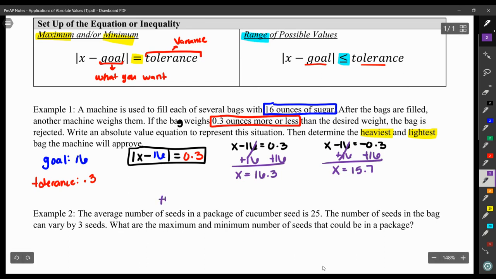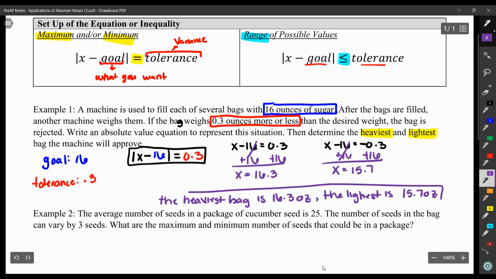So the answer to this is the heaviest bag is 16.3 ounces. That's the heaviest I can get it. And the lightest is 15.7 ounces. That's the lightest it can be. If you have something lower or higher than those two, then the bag must be rejected, and it's not a good bag of sugar. So take a minute, pause the video, try number 2.